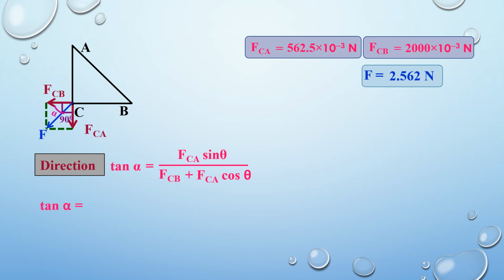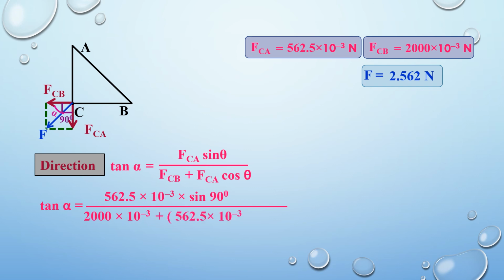Remember, theta is 90 degrees, so on simplifying I get 5.625 × 10^-3 into sine of 90 divided by FCB, which is 2000 × 10^-3, plus 562.5 × 10^-3 into cos of 90 degrees. It is known sine of 90 is equal to 1 and cos of 90 is equal to 0. So please substitute those values into the given relation to get tan of alpha, which sums up as 562.5 × 10^-3 divided by 2000 × 10^-3, which gives you 0.2812.